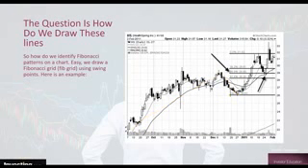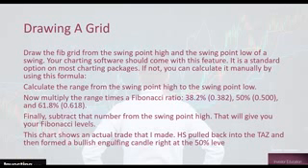I just want to get this off the chart and move forward a little bit here. Okay. Drawing a grid. Draw the fib grid from the swing high point and the swing low point of your swing. Your charting software should come with this feature. It is a standard option on most charting packages.